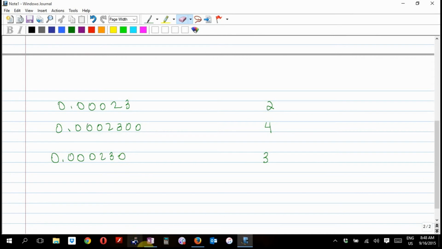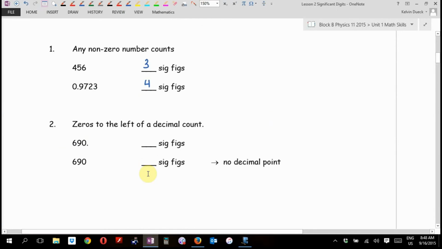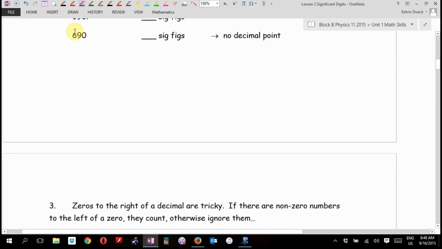So, pick up your pencils, back to our notes. This 690, this second one, not the first one, how many sig figs does 690 have? 2. Mr. Dueck? Yeah, Robbie. What if I actually wanted that 0 to count? What if I measured this accurate and I just happened to get a 0?